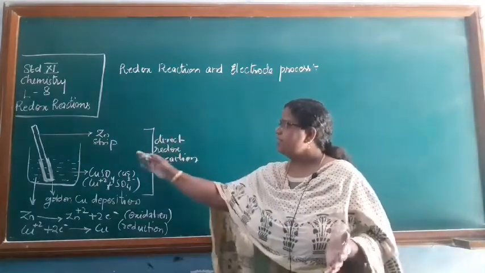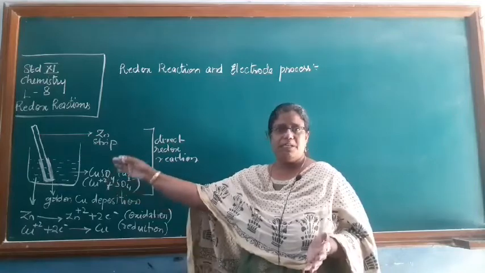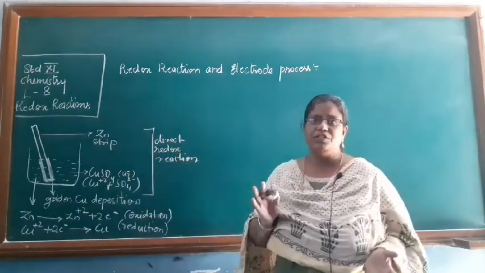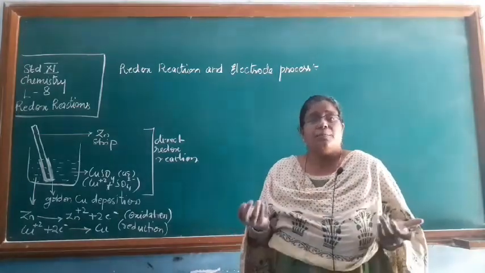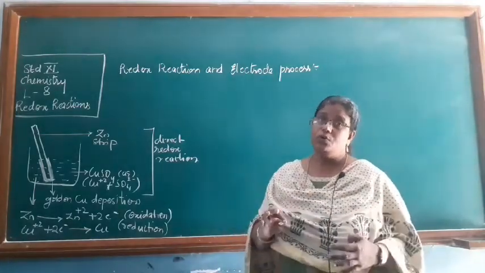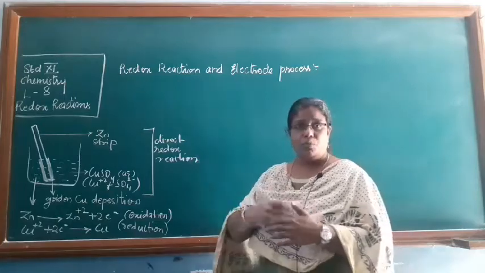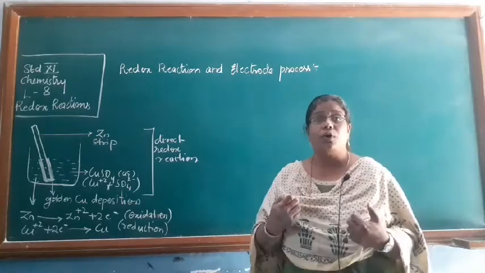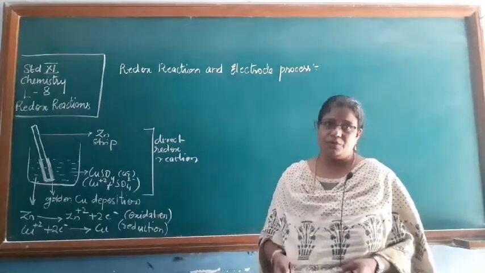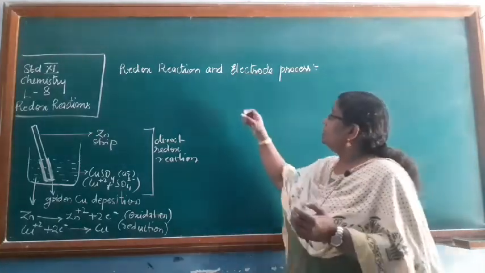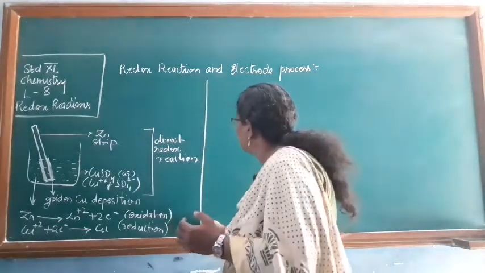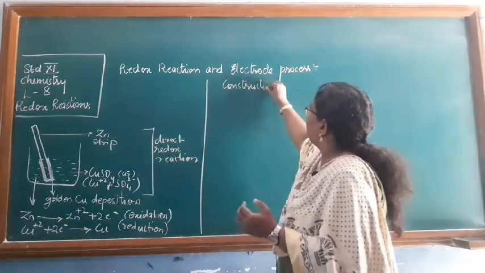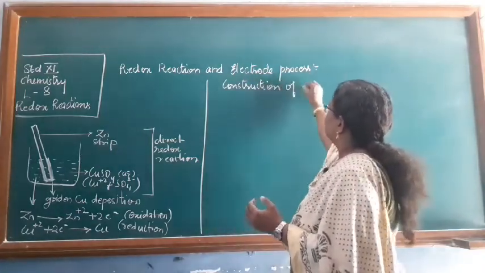You just simply see that the deposition of the copper is taking place on the zinc strip, and these oxidation and reduction reactions are occurring. But this reaction does not give us any benefit. But if you modify this reaction and create an electrochemical cell from which you can draw current, then that will be helpful to us. So we will now discuss the construction of an electrochemical cell.